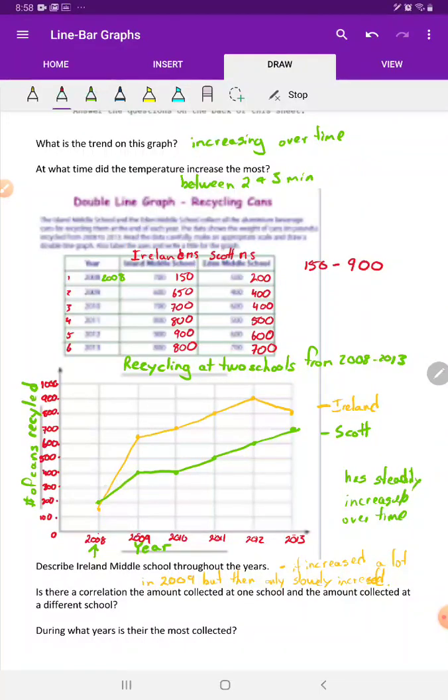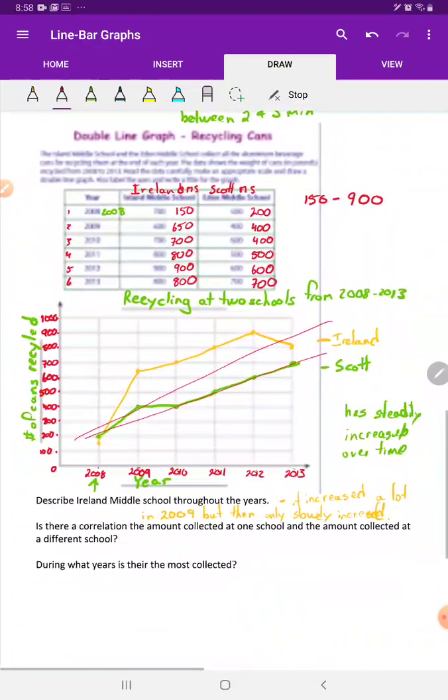because if I just kind of draw a sort of a straight connecting line like this, it goes straight up. Whereas this one right here doesn't really have the same kind of thing because it's got more bumps to it, okay? But my line for Scott almost exactly matches the line for the other. Okay, is there a correlation between the amount collected at the school and the amount at the other? In other words, does what one school does impact what the other school does?